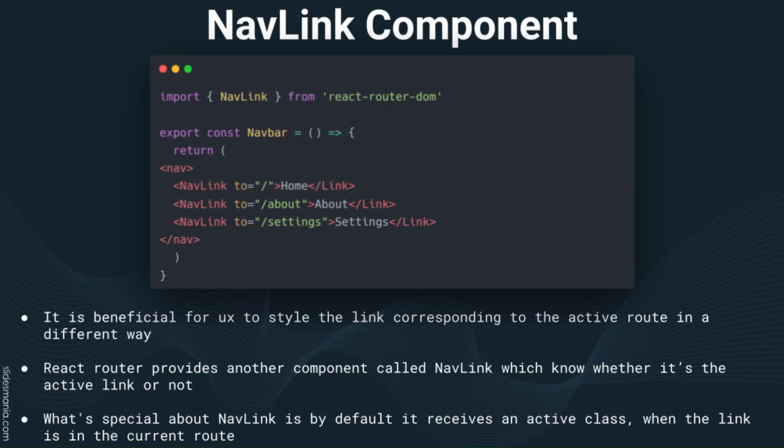It is beneficial for UX to style the link corresponding to the active route in a different way. React Router provides another component called nav link. What's special about nav link is by default, it receives an active class when the link is in the current route. So let's mess around with the nav link.